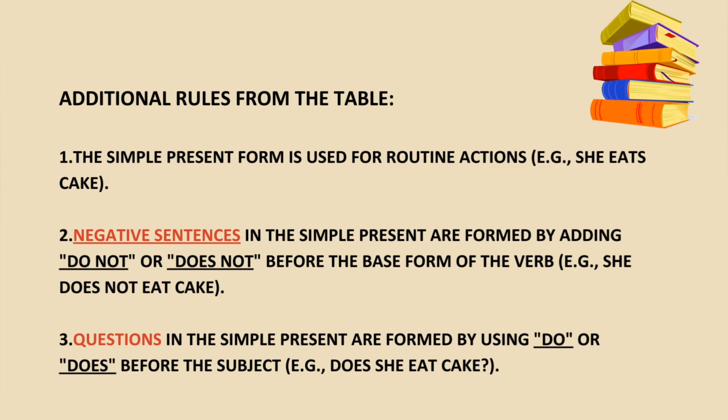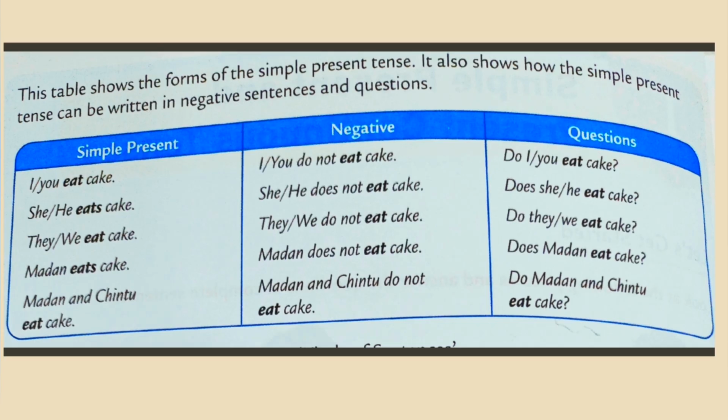2. Negative sentences in the simple present are formed by adding do not or does not before the base form of the verb, e.g., she does not eat cake. 3. Questions in the simple present are formed by using do or does before the subject, e.g., does she eat cake? Simple present. This table shows the forms of the simple present tense and how the tense is used in negative sentences and questions.